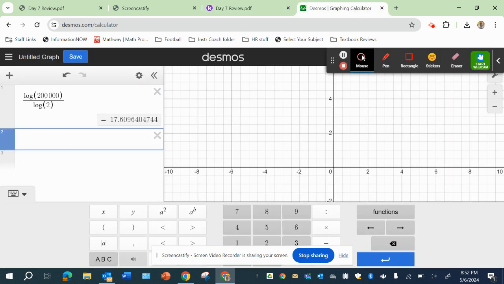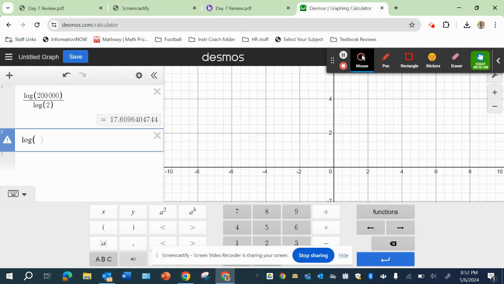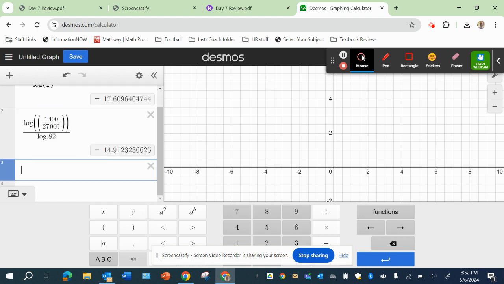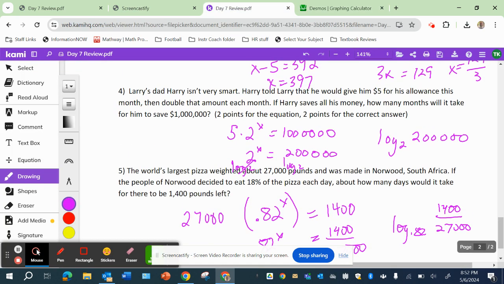So log of 1400 divided by 27,000. This is a double fraction. Divided by log of 0.82. So 14.9. And I think that would take care of those two.